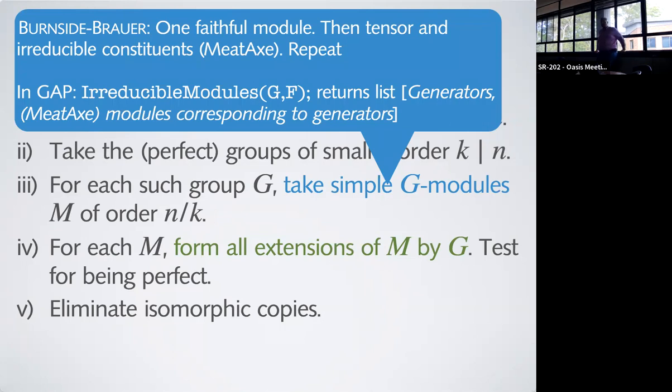Burnside proved it in characteristic 0, Brouwer proved it in finite characteristic. And in GAP, there is a command irreducible modules that will do this. And for the orders we are looking at here, this typically works very easily. I have the groups as permutation groups, so the faithful module I start with is just the natural permutation module.